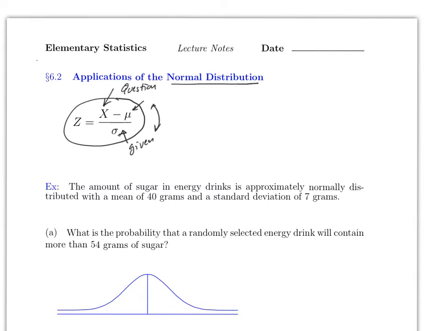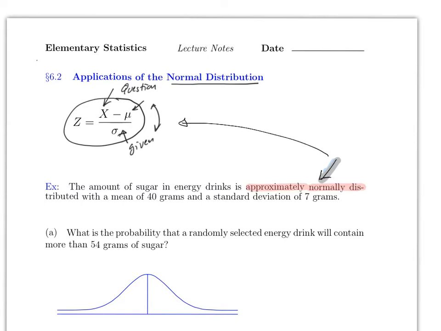By the way, one way in which you can automatically know you have to use this formula is that the question somewhere has to say that it is normal or approximately normal. It has to mention this. So if it has that, that means you're going to use this formula.